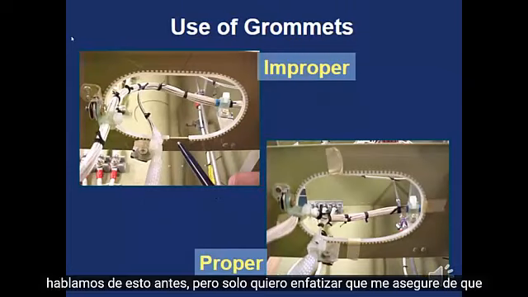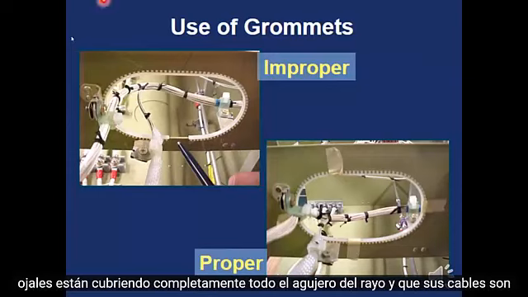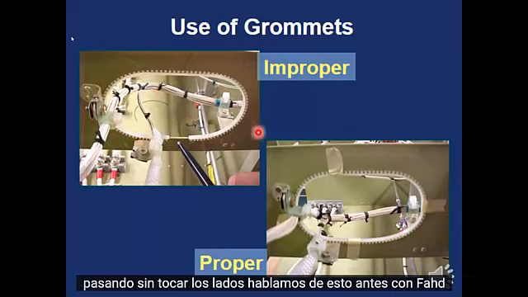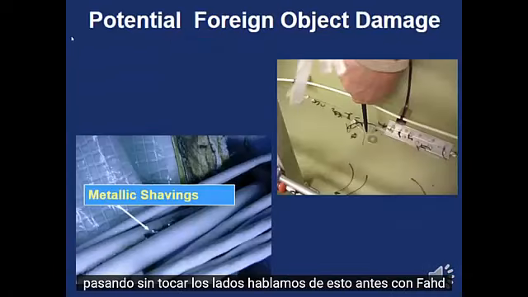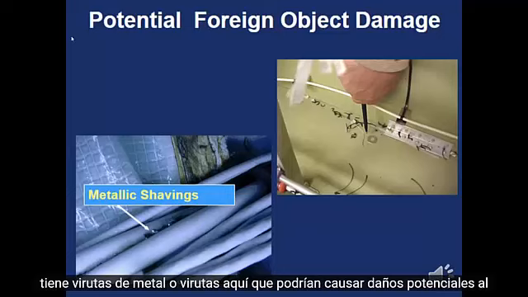We talked about this before, but I just want to emphasize making sure that your grommets are fully covering the entire lightning hole and that your wires are going through without touching the sides. We talked about this before too. FOD. You've got swarf or metal shavings here that could cause potential damage to the wires.